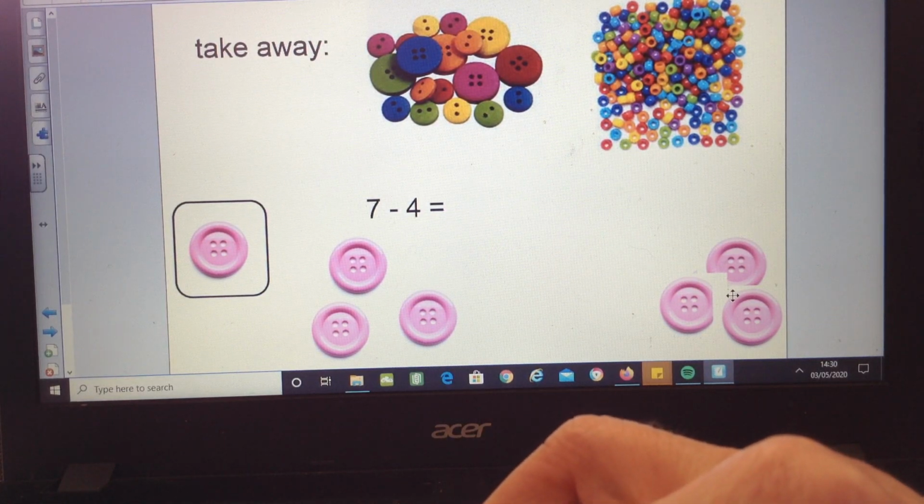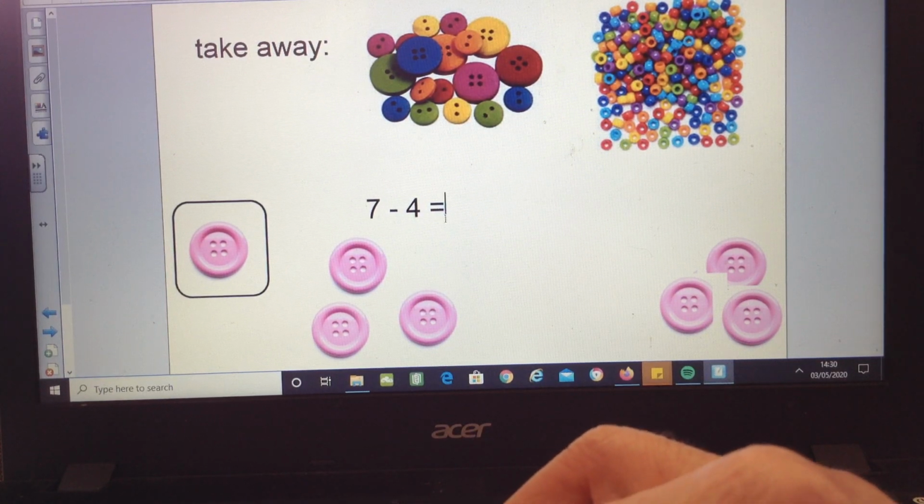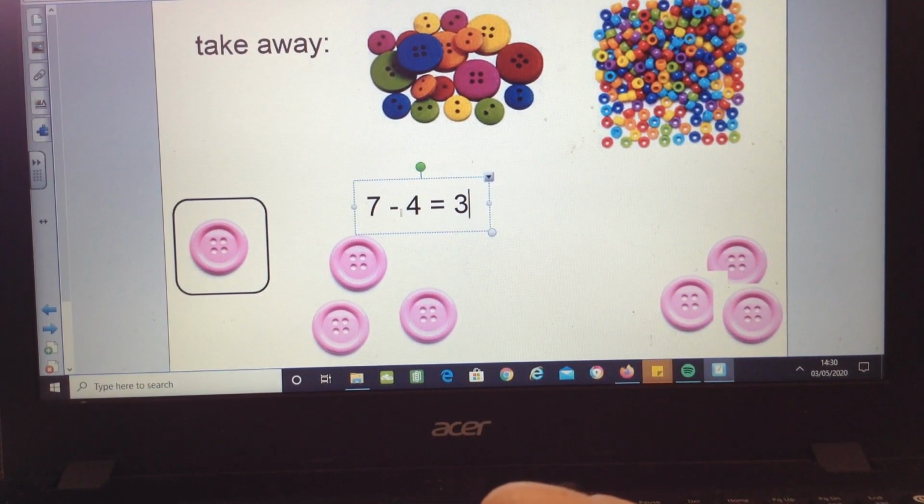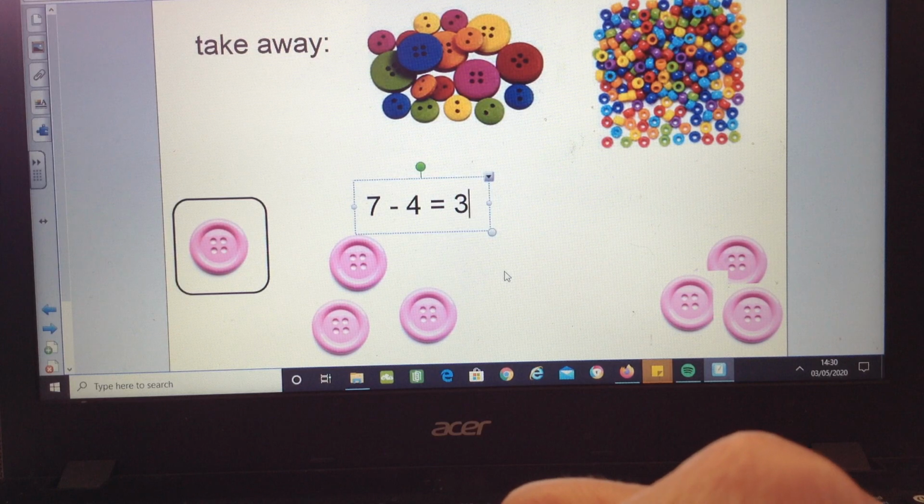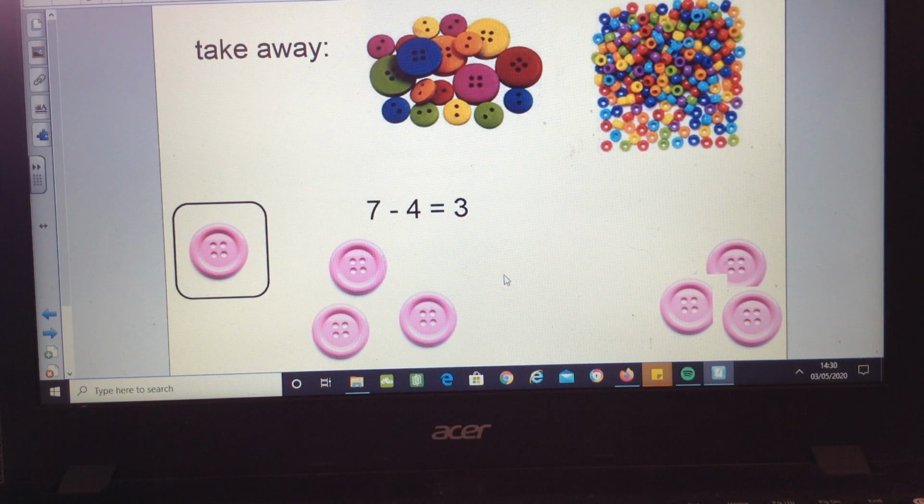So 7 take away 4, 7 subtract 4 leaves 3. 3 is less than 4. The difference between 7 and 4 is 3. And those are the words that we've just been talking about, aren't they? So if you are needing a little bit of help with your subtraction, with understanding it, you need to visualise it. You need to get out some objects to help you, okay?